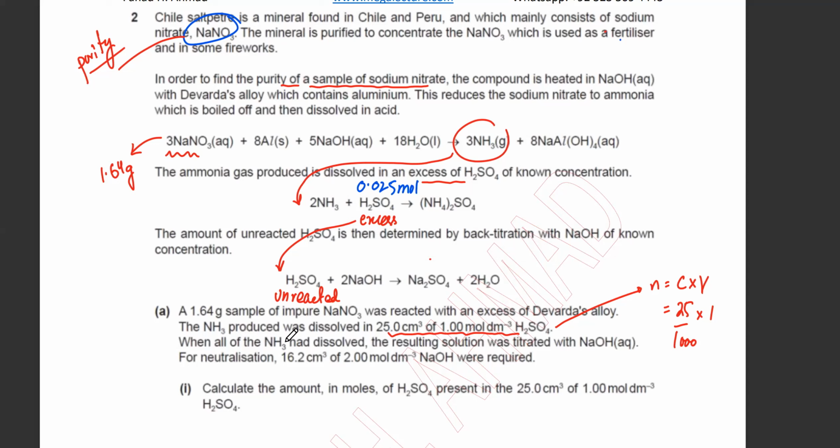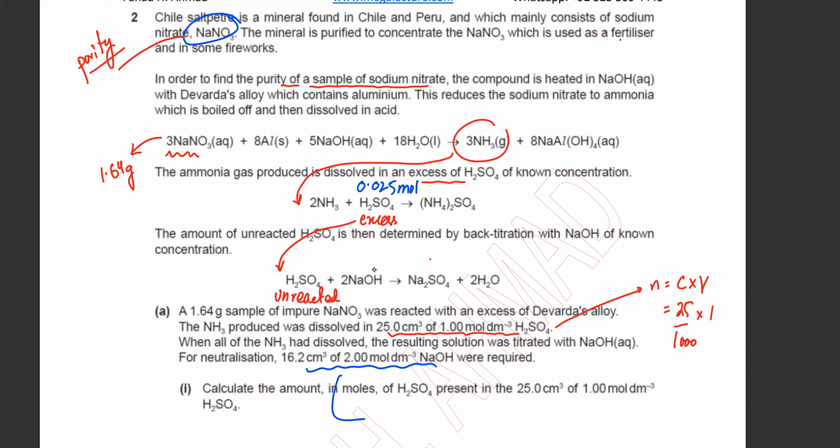So the ammonia produced was dissolved in this H2SO4. And remember, that's an excess. When all of the NH3 had dissolved, the resulting solution, which is the leftover H2SO4, was then reacted with NaOH. And the amount and the concentration of NaOH is also given. So you can find the moles of NaOH. After all the ammonia had dissolved, the resulting solution, which contains the unreacted H2SO4, needed this much NaOH.